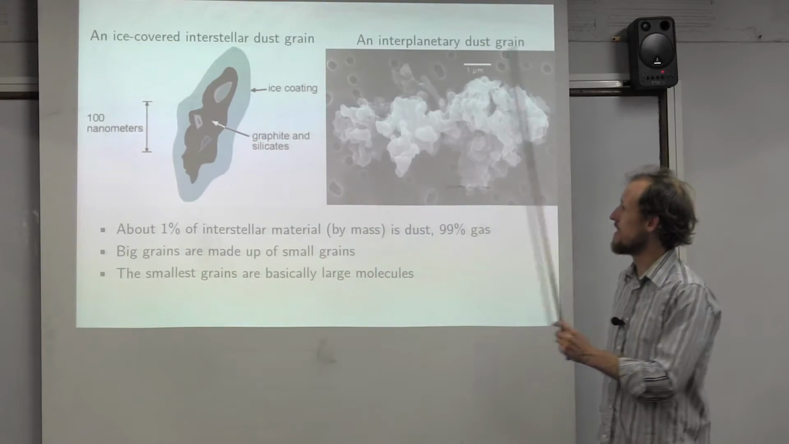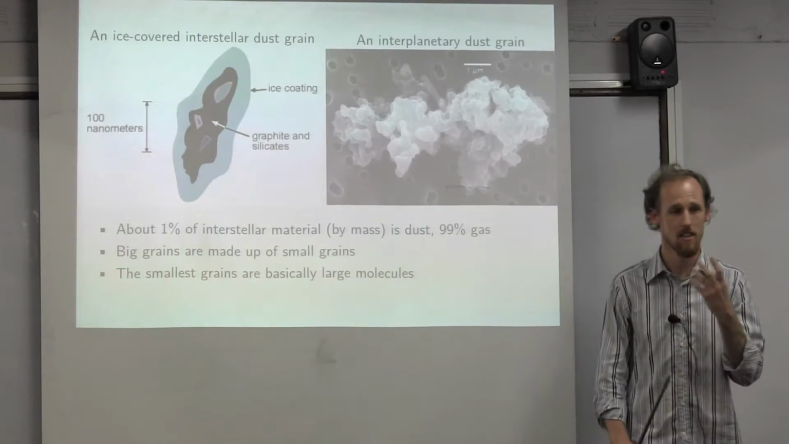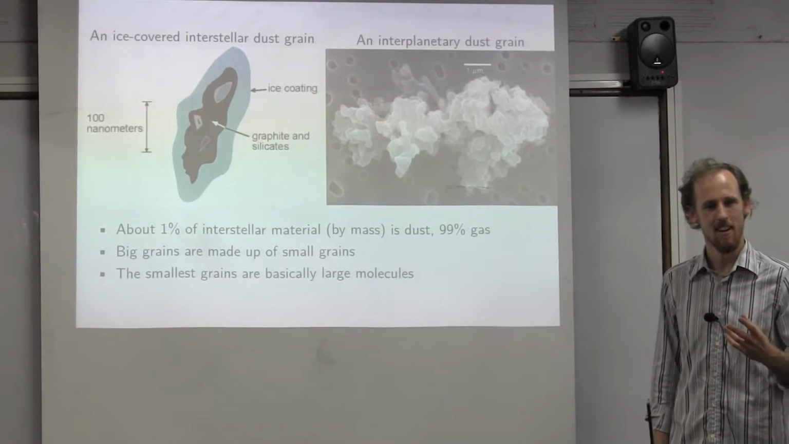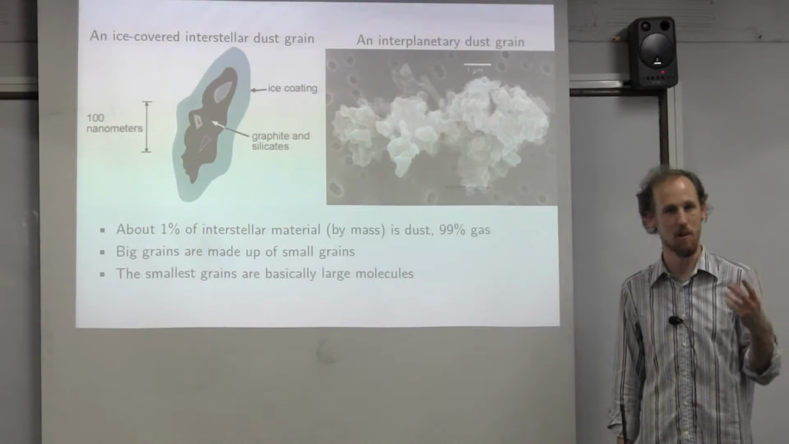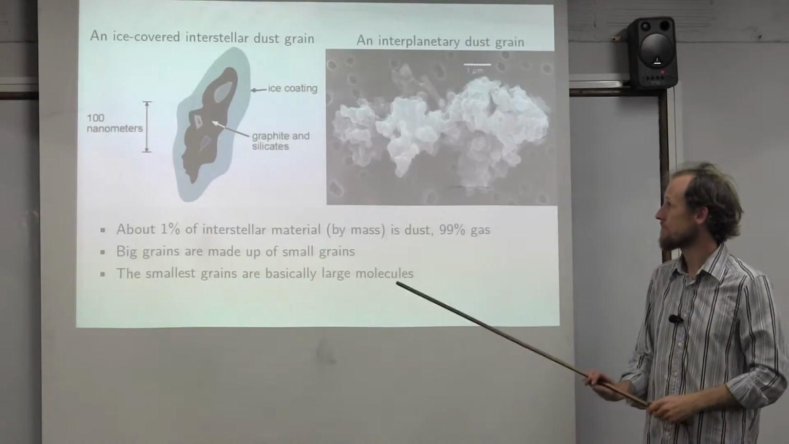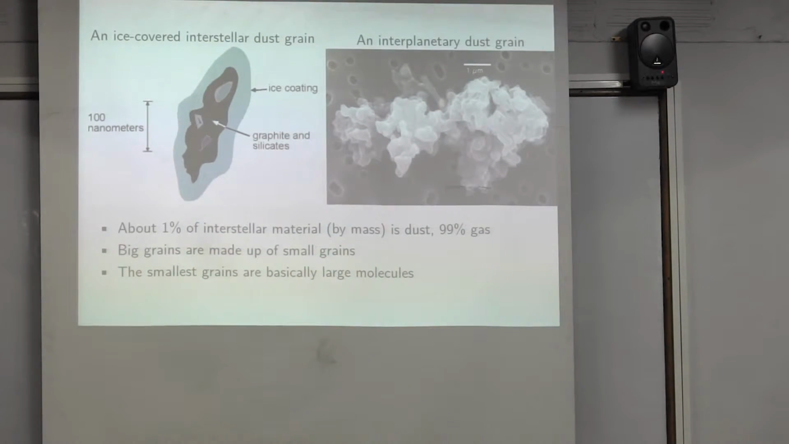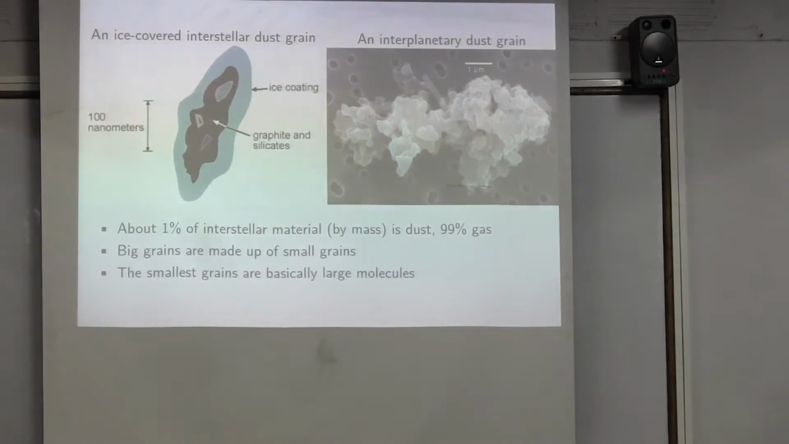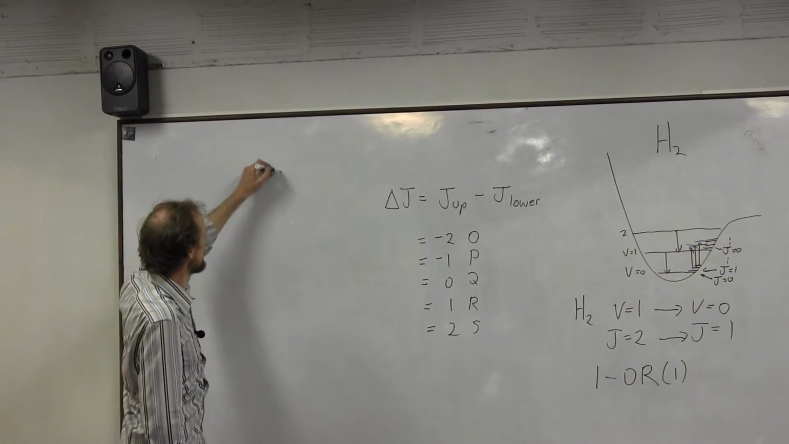And the part that we're looking at in this spectrum is on the outside, where if you have a cold enough environment, the gases will freeze onto the dust grains. That's exactly the same as nucleation of rain or snow. So say you have an interstellar cloud. This is the edge of it.